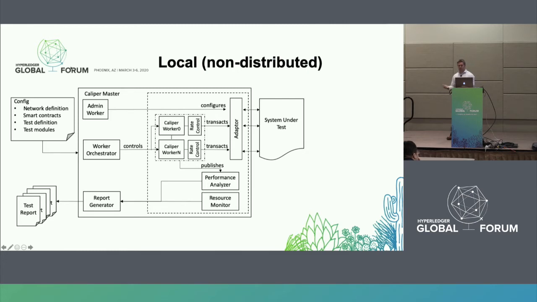As the workers operate, they're publishing their transaction statistics to a performance analyzer. At the same time, there is a local resource monitor that is running. And when the test cycle is complete, it passes all this information through a report generator, and you get your test report.